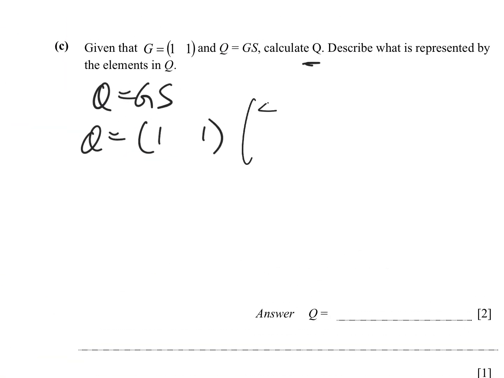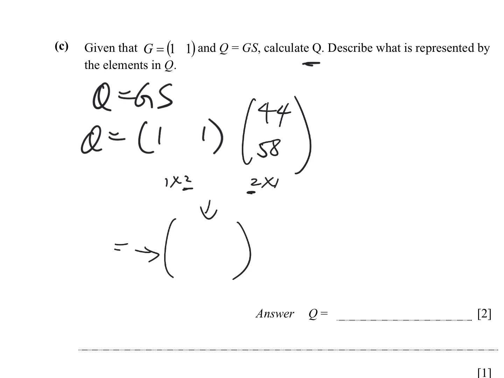So, 44, 58. And immediately you can see this is a 1 by 2 matrix, and this is a 2 by 1 matrix. So these two kind of disappear. What is left will be a 1 by 1 matrix. So one row, one column, there's only one thing that's going to be inside. Okay, and so let's calculate this. So it's going to be 1 times 44 plus 1 times 58, which is equal to 102. Done. Only one thing.